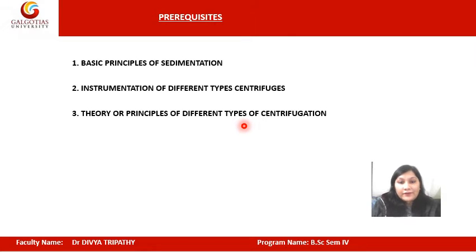See, we have already covered the types of centrifugation, in which we have learned that centrifugation is of two types: preparative and analytical. In preparative, we have learned about differential and density gradient centrifugation. So you all have knowledge of the theory and principle of different types of centrifugation. Now let's come to the main topic of today's lecture, that is cell fractionation.